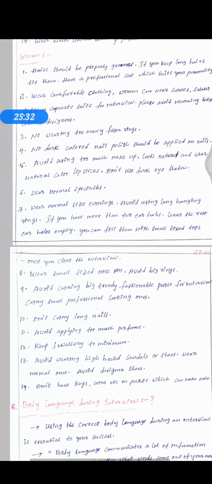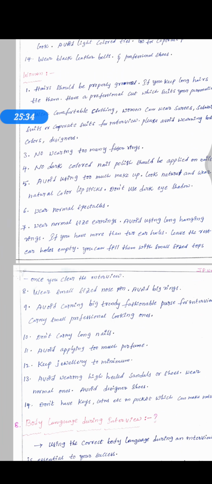And wear a black coat if wearing a sari or salwar suit. It gives a professional look. Wear plain wrist watches.